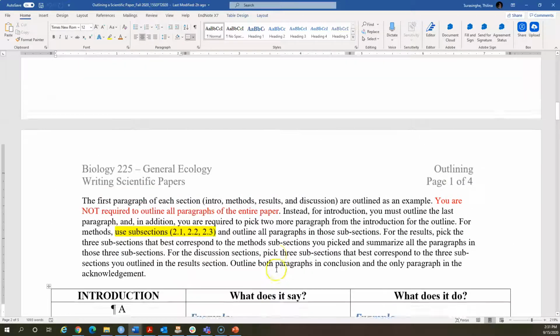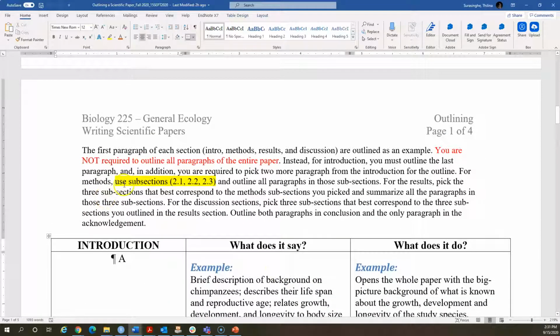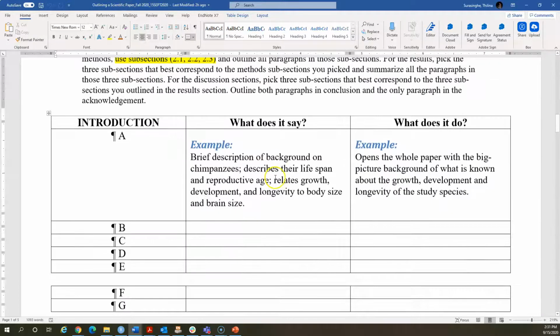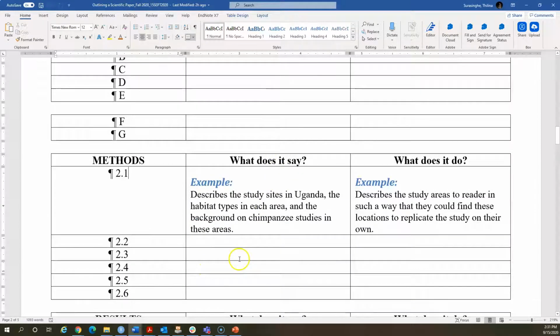And then how about the methods part? In the methods part, again, do not outline the entire method component, not all paragraphs. Read 2.1, 2.2, and 2.3 paragraphs and outline them over here, right? So again, the first paragraph outline is completed for you as a direction.